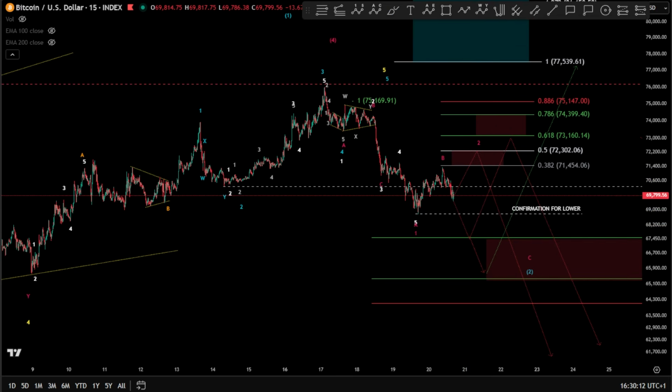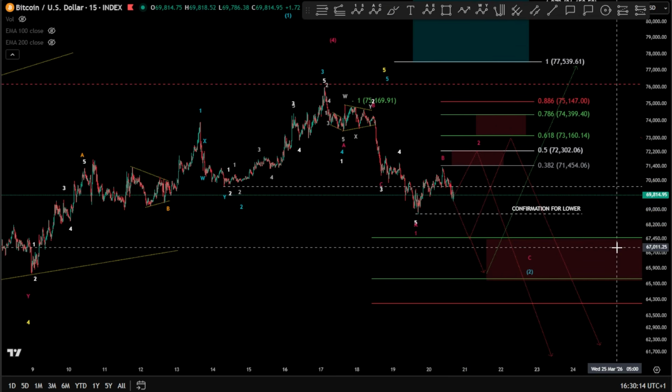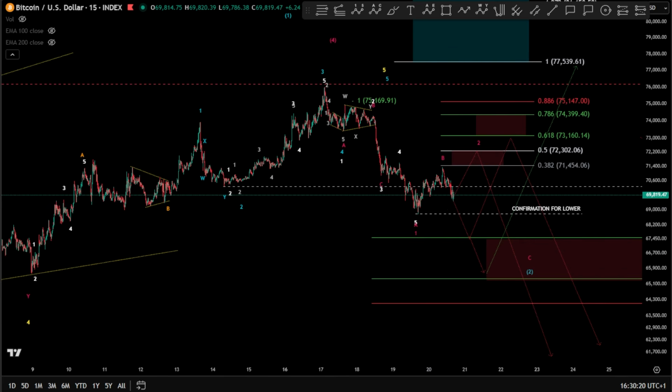Yep, so this is regarding Bitcoin, guys. I know it's complicated. I think I'm not gonna be so much inside this trade because I don't trust it yet so much. That was it for Bitcoin.